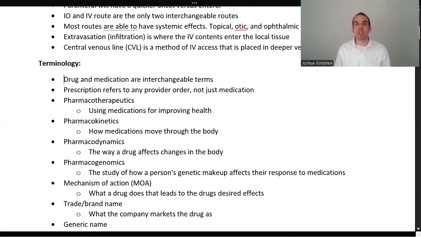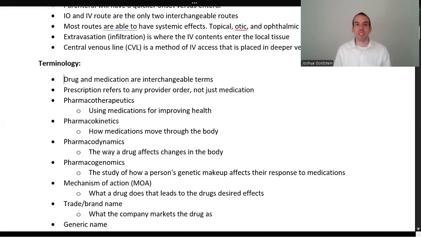That being said, the vast majority of medications will say IV/IM because a lot of them can be given via the IM route. However, that is certainly not all of them. There are tons of exceptions to that, but IV and IO are interchangeable. Many routes are able to have systemic effects. There are a few that do not, such as topical, otic, ophthalmic.